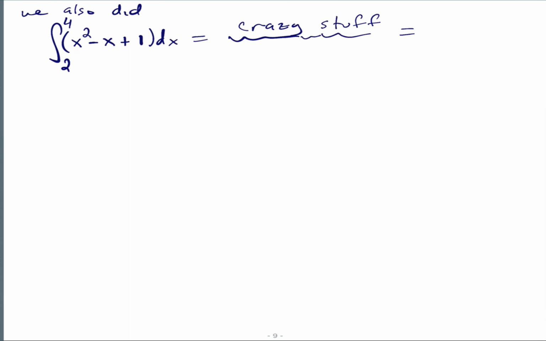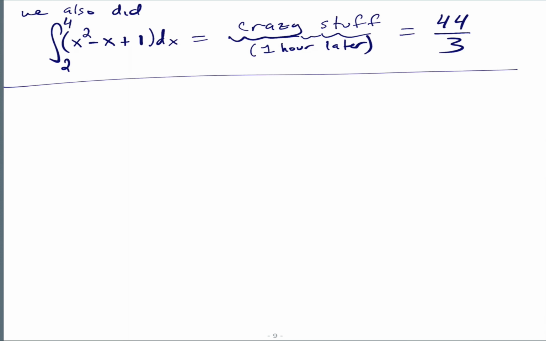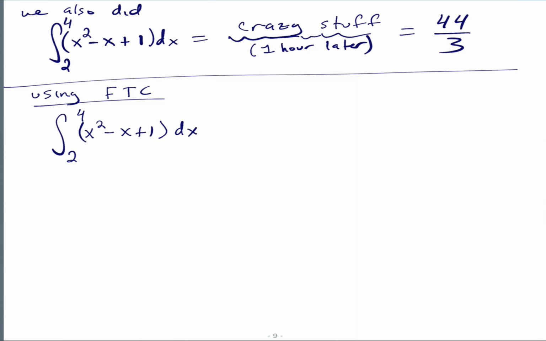Probably some fraction, right? 44 over 3. Okay, crazy stuff. 1 hour later, we get 44 thirds, right? Okay, then using the Fundamental Theorem of Calculus, let's get the antiderivative.